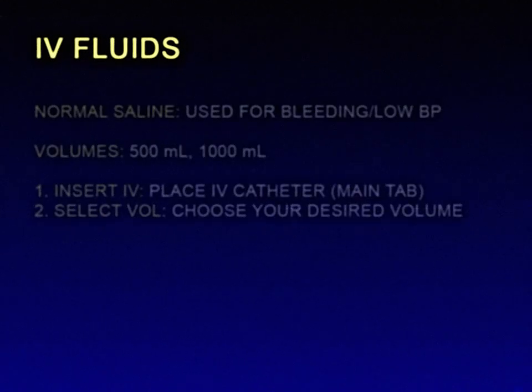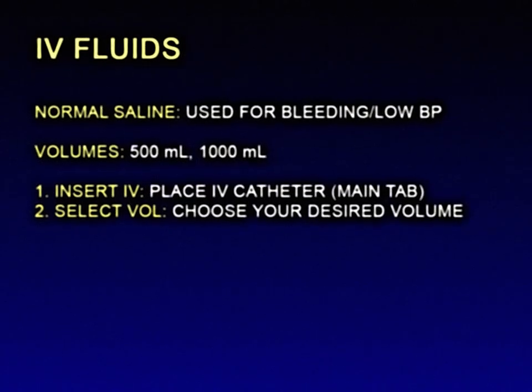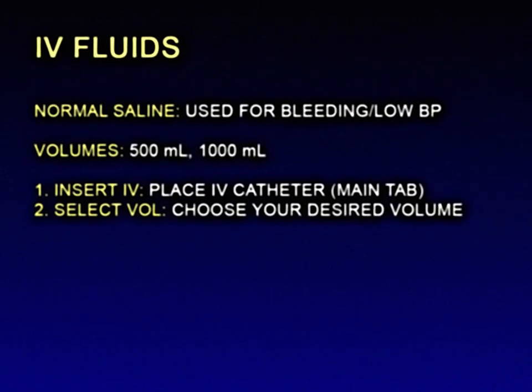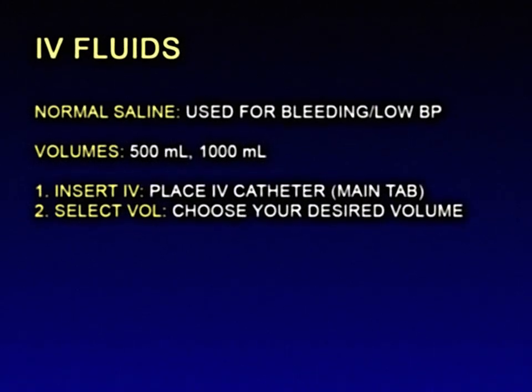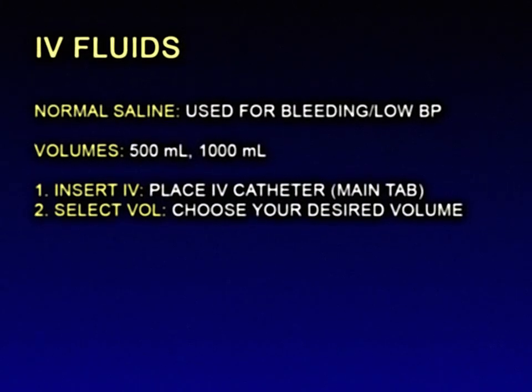Normal saline is a solution that can be used to replenish fluid in a patient who is bleeding or experiencing low blood pressure. Volumes of 500 and 1,000 milliliters are available. Before starting the infusion, navigate to the main panel and place an intravenous catheter. This procedure can sting, so explain to the patient that they may feel a sharp pinch.